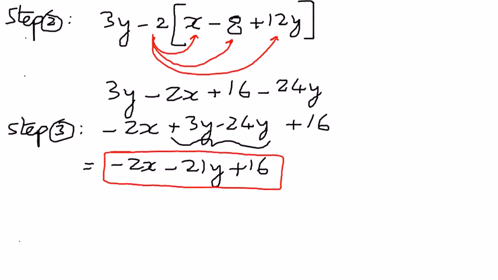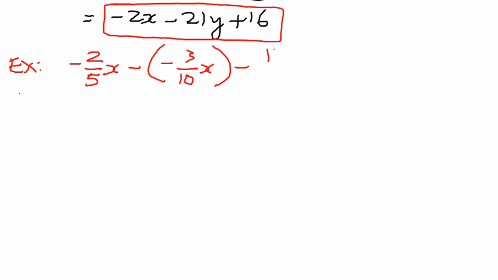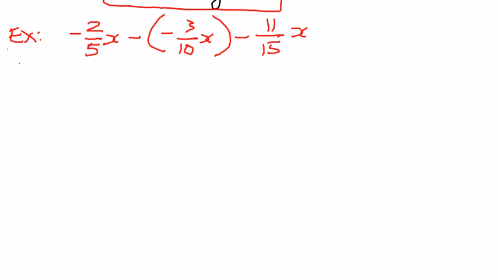Let us see if we can explain one more example using these principles. Let us say in this example we want to simplify negative 2 over 5x minus (minus 3 over 10x) minus 11 over 15x. Okay, now in these types of situations we want to be able to find a common denominator. So let us write that as step number 1.